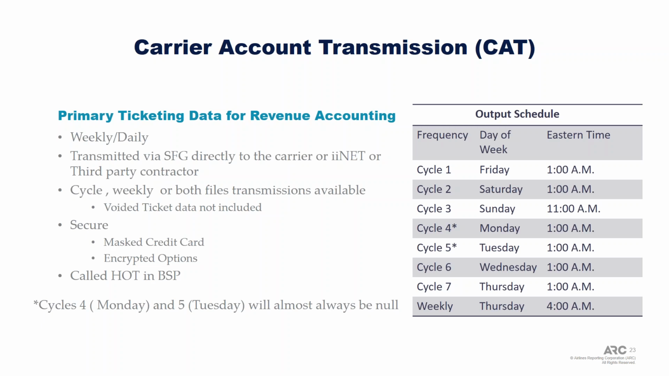The CAT files are secure and in line with our PCI security policies. Your credit card data is going to be masked or encrypted. And the CAT file is also the equivalent of the hot file in the BSP world. And there's a note here that cycle 4, which is delivered on Monday, and cycle 5 are almost always going to be null. And then we have an output calendar here that shows you what time to expect the delivery of those files. So when you set up your programming, you'll know the times that you need to use.